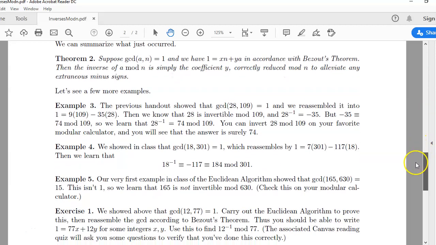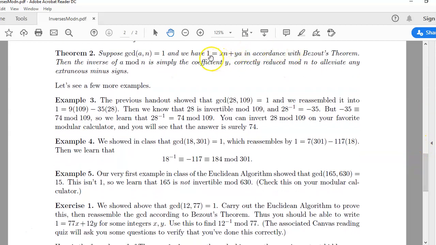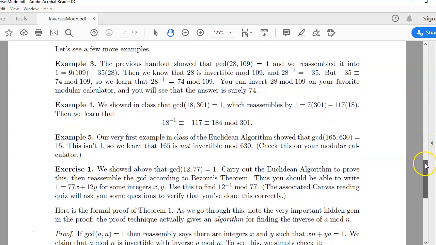That's the content of our second theorem. If you can reassemble 1 as a GCD, and you know the coefficient of the A, then that coefficient of the A is your inverse. You're done. All you've got to do is correctly reduce it mod n to alleviate any minus signs. Let's do a few more examples.